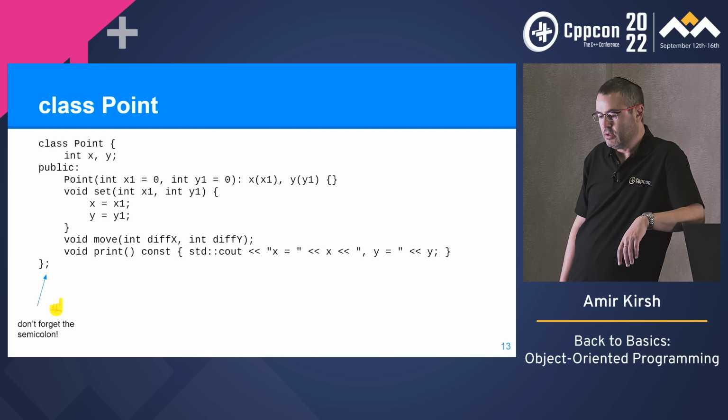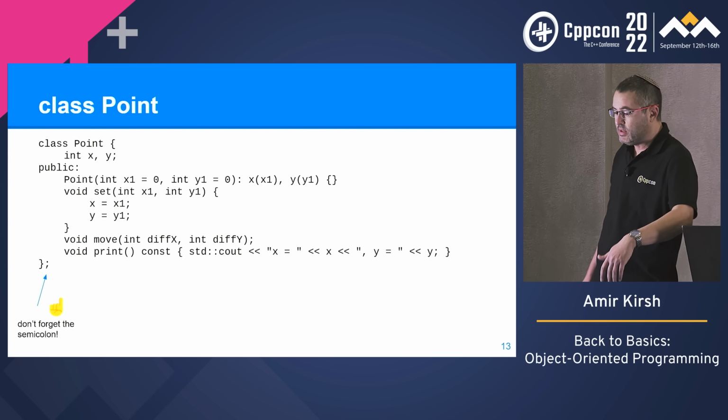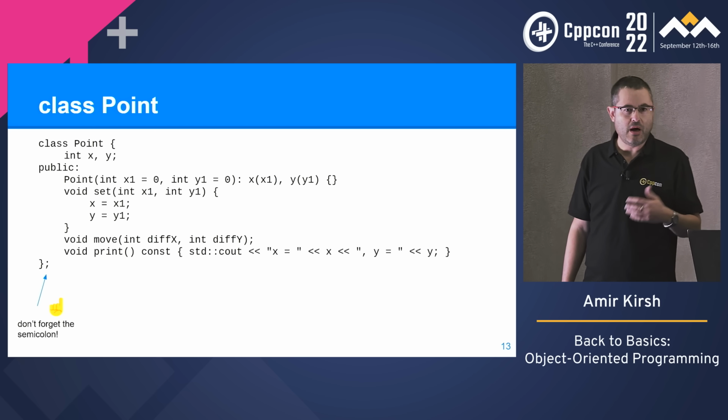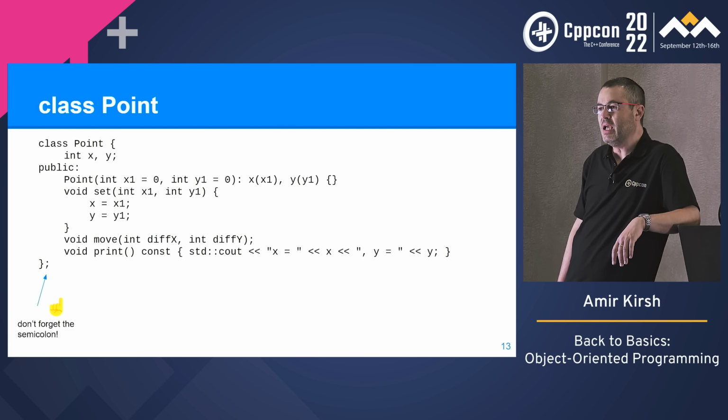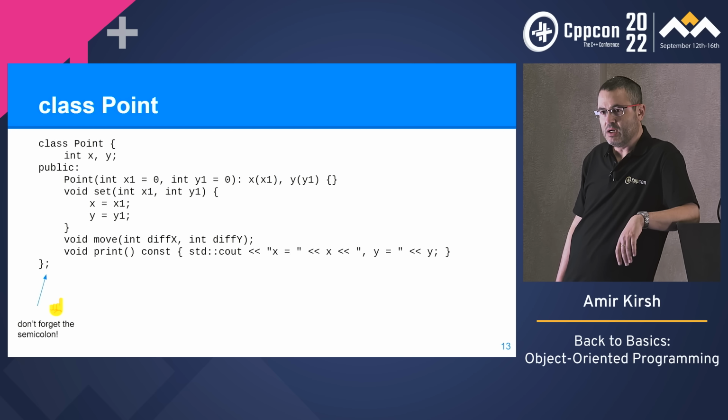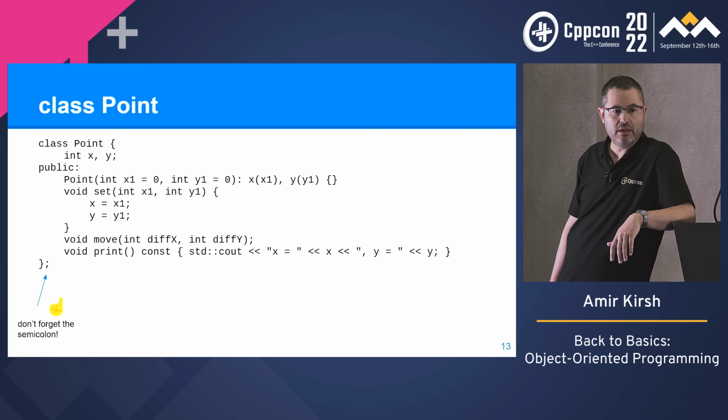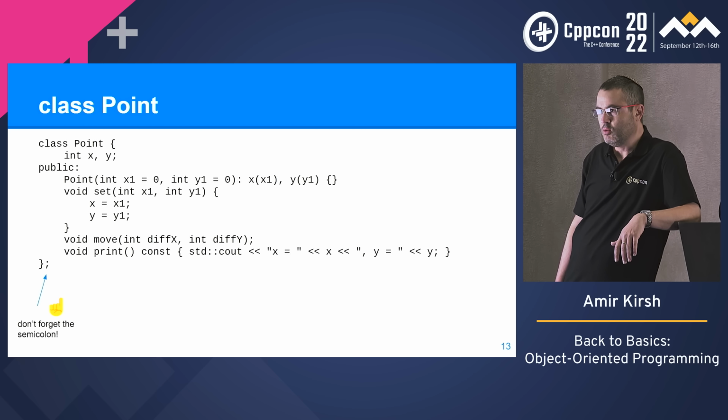This is what a class looks like. We have a class Point. We have two data members, x and y. They are in the private section. Right after the public declaration we have a constructor, which uses a constructor initialization list. We will have a slide on that. We have a set function, a mutating function, which can change the object. Move is also a mutating function. Where is the implementation of move? Not here. Most probably it would come in the CPP file. And we have the print function, which is const. Quite simple. Don't forget the semicolon at the end.